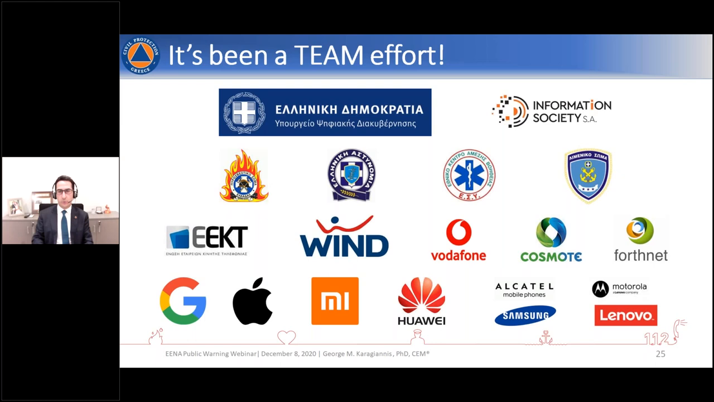And last but not least, cell phone manufacturers who have developed software so that their operating systems can support cell broadcast in Greece. I would like to take this opportunity to thank them all for working with us to make Greece a safer place. And with that, I would like to conclude my presentation.